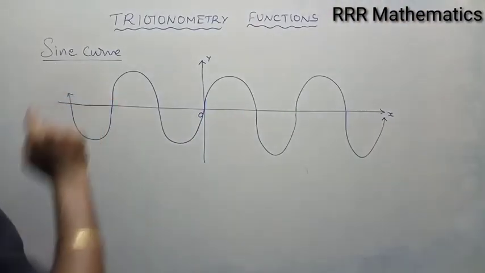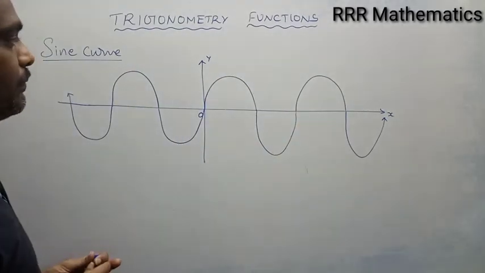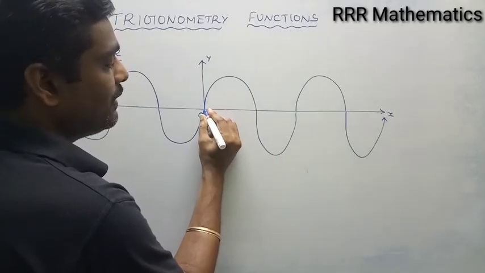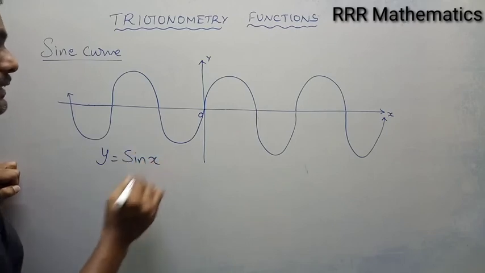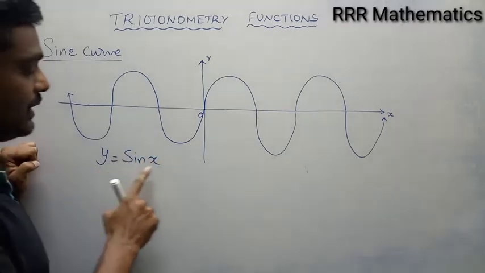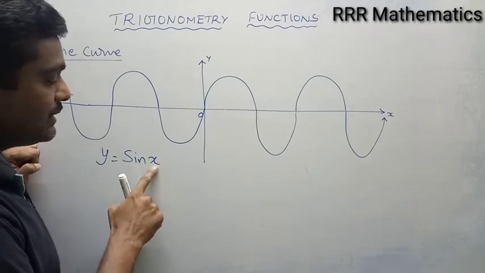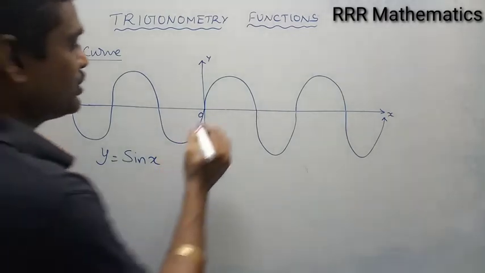This is the sine curve. It will be like this, in a wave motion. See, sine 0 is 0. So when x is 0, I will consider y equal to sine x. Y is a function in terms of x, which is sine x, where x is the domain, and y is the output or the range.